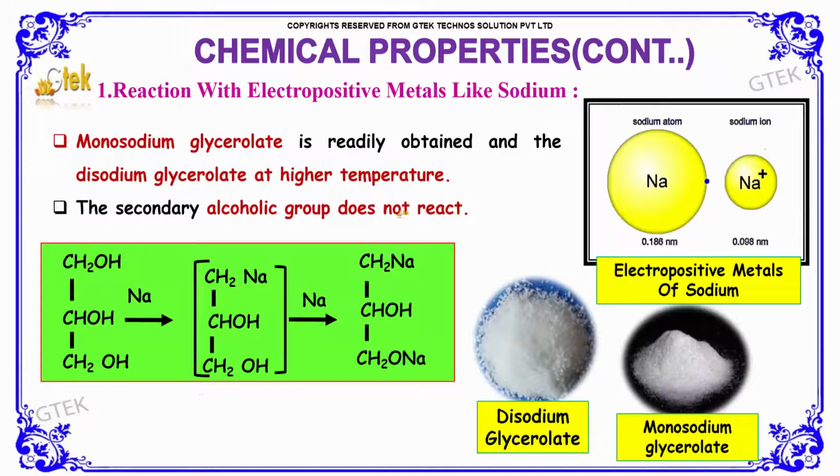Reaction with electropositive metals like sodium. Monosodium glycerolate is readily obtained and the disodium glycerolate at higher temperatures. The secondary alcoholic group does not react.